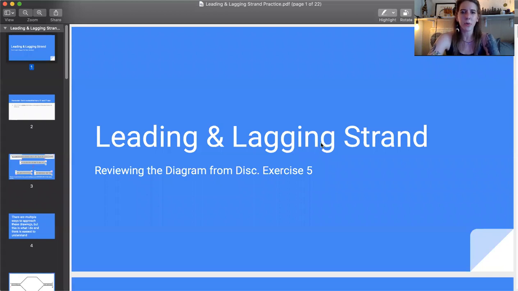Hi guys, I wanted to make a real quick review video on the diagram part of discussion exercise number 5. I noticed that a lot of people mixed up the leading and the lagging strands, and I really want to make sure that you guys are clear on how to do this. So I'm just going to go through it real quick. I'm going to show you the way that I do it, the approach that I take.